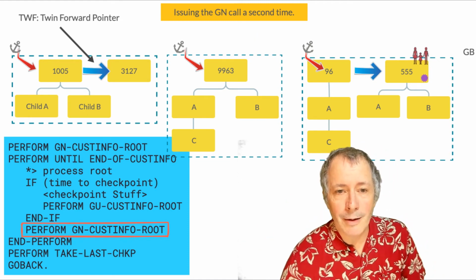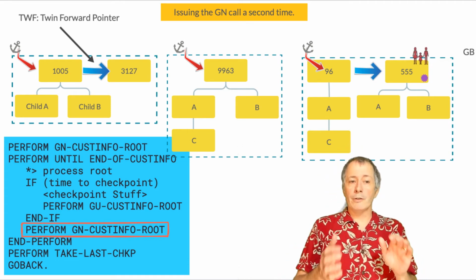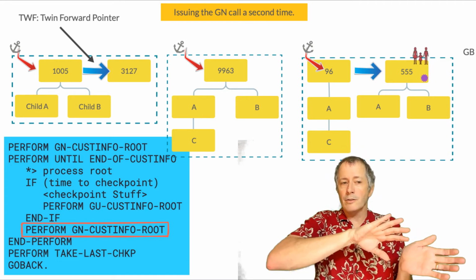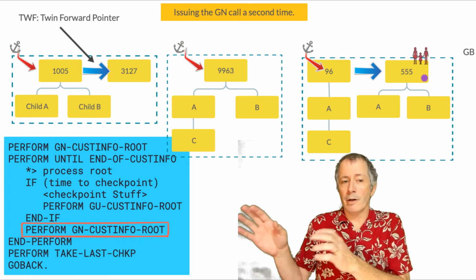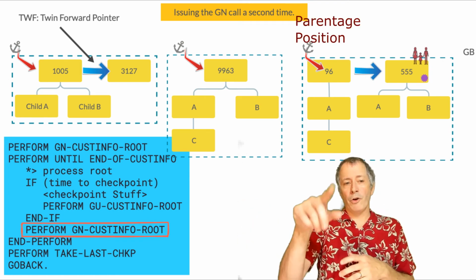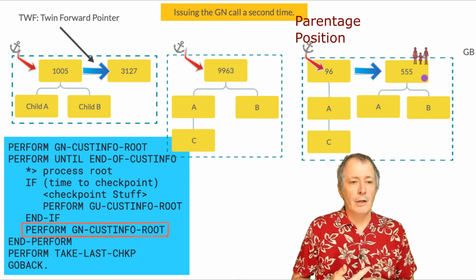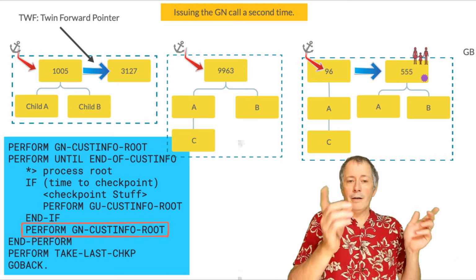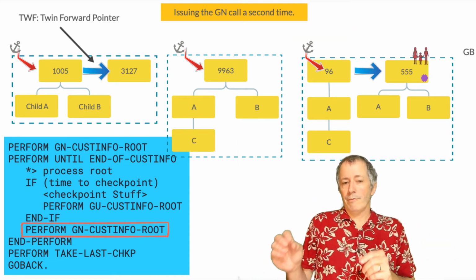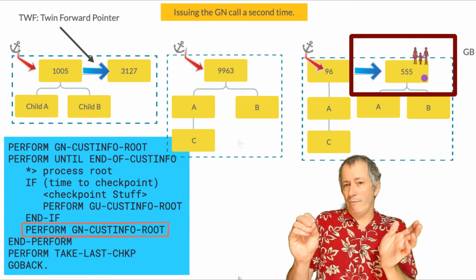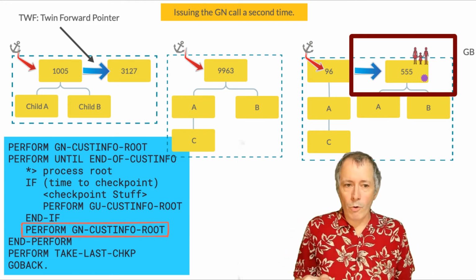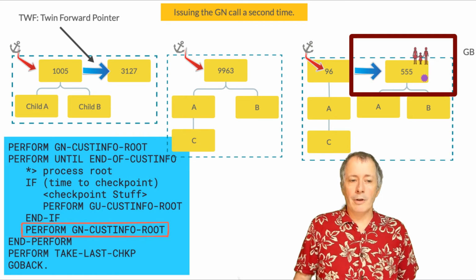Get next again. The twin forward pointer is null, so IMS scans looking for the next RAP that contains data, which is the third blue square where the RAP points to root 96. Get next again, and IMS goes to root 555 using the twin forward pointer. This is the last root in the database.